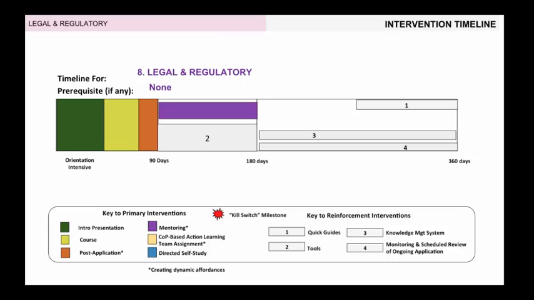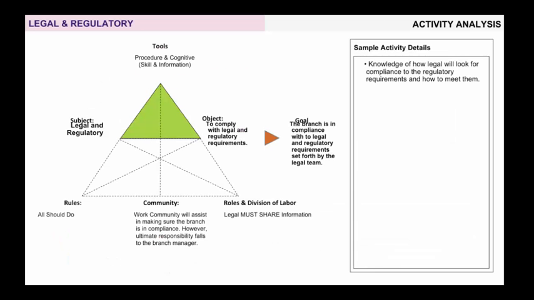Again, courses that have to deal with learning about legal and regulatory policies. And after that 90 days, they'll receive a mentor that will help bring all the tools that they've learned within those first 90 days all together. And during that time, they'll be shadowing an auditor on several visits. They'll also receive scheduled reviews and ongoing applications.